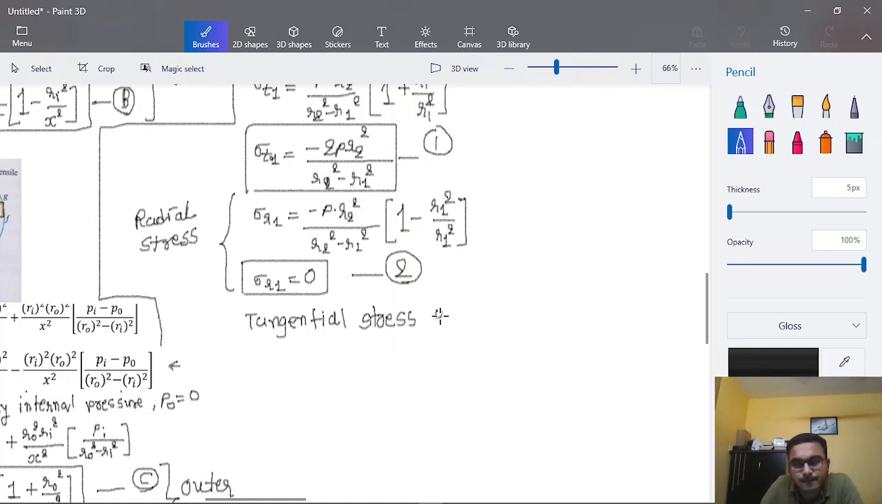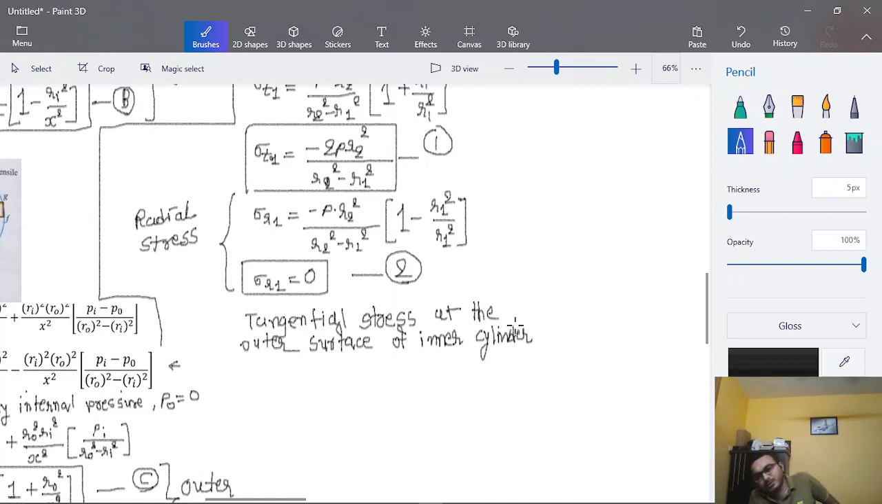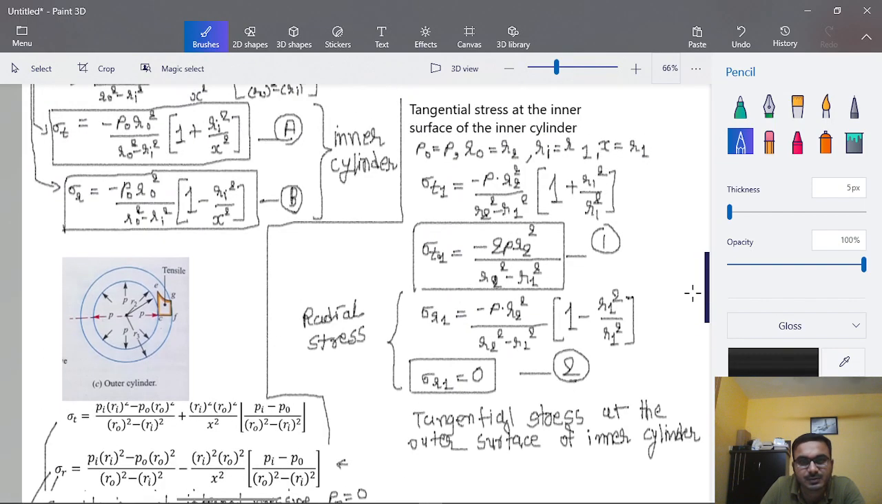at the outer surface of inner cylinder. Okay, so now we will calculate this part. So again we will be utilizing the equations A and B, which are written over here. So let's copy them once again.